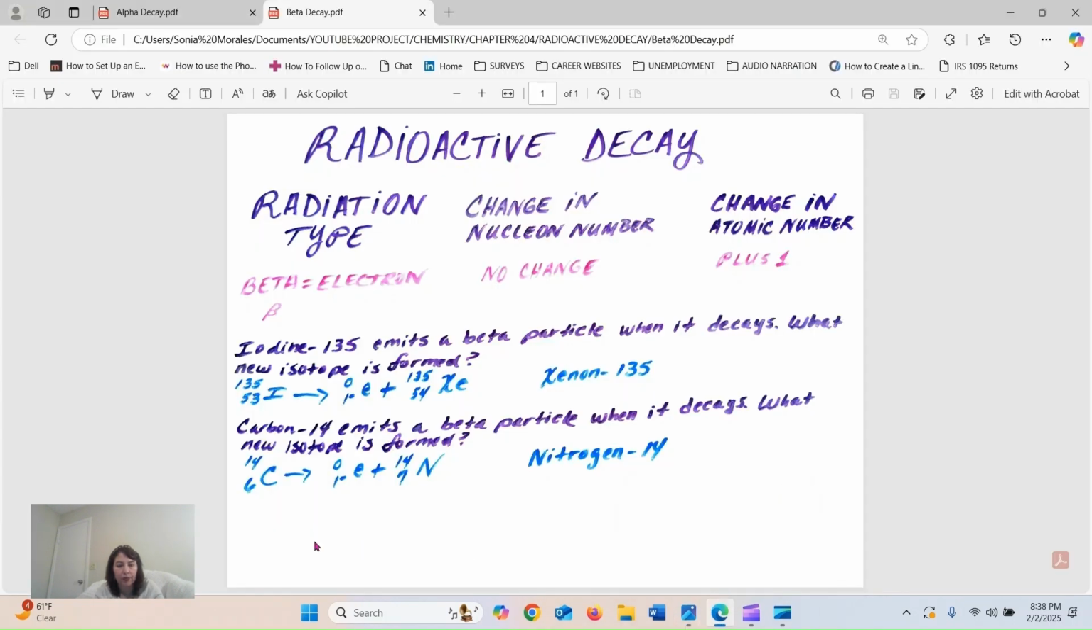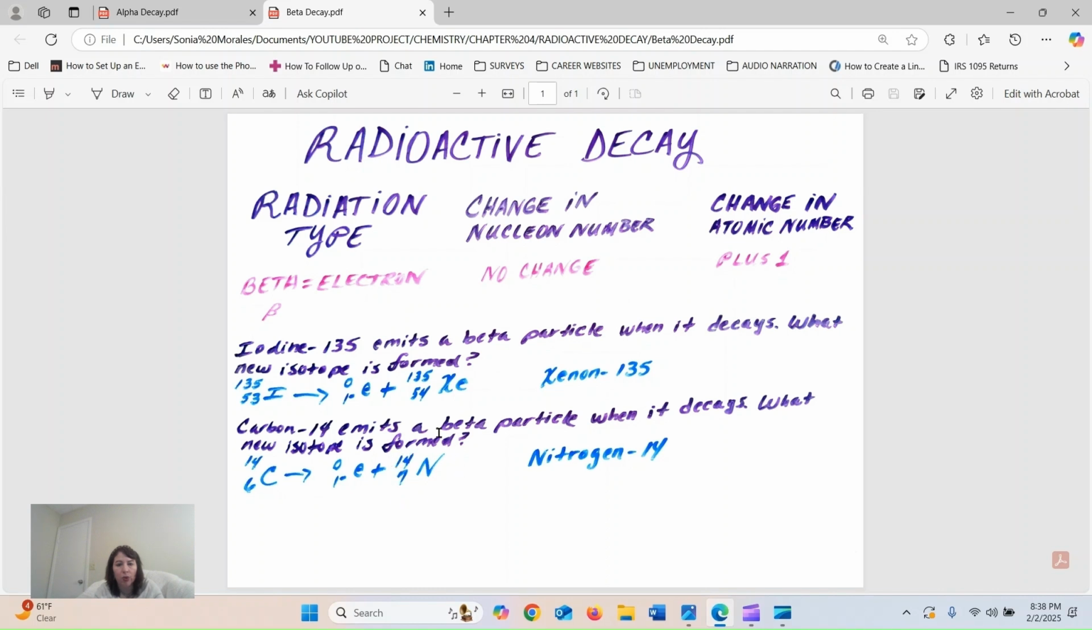So now you know in beta decay, you emit beta particles that are identical to electrons. So here's the annotation for an electron, the mass number 0, and this 1 minus right here, the charge. So then you're going to add to it. There's no change in the nucleon number, so 14 stays here. Change in atomic number is +1, so 6 plus 1 is 7.